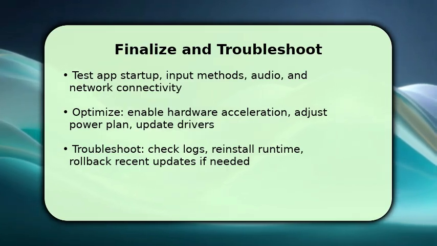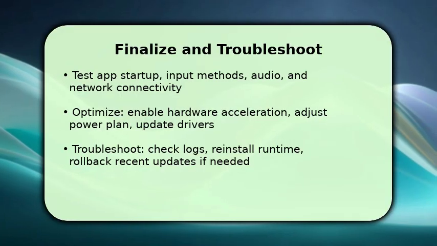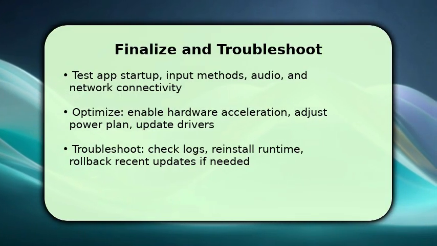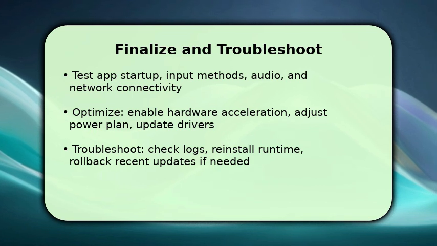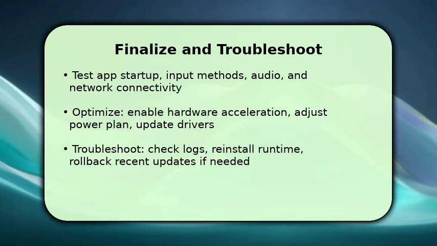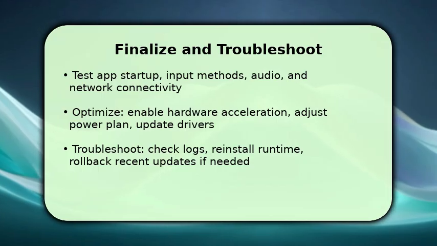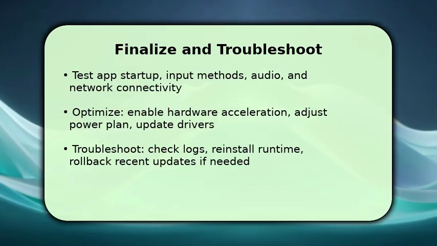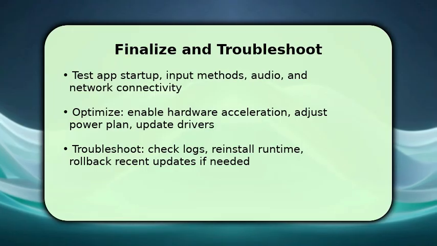If an app fails, check ADB or subsystem logs to pinpoint errors, reinstall the runtime image or emulator, and as a last resort, roll back recent Windows updates. One key tip: clear app cache and reboot the runtime before reinstalling to avoid repeat errors.